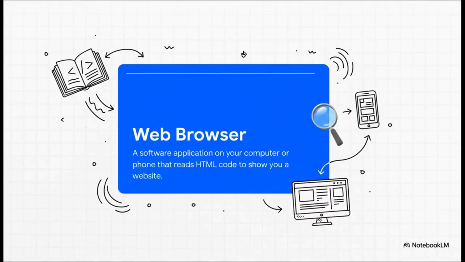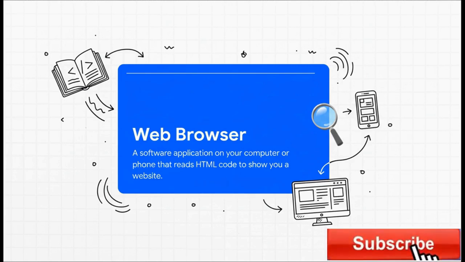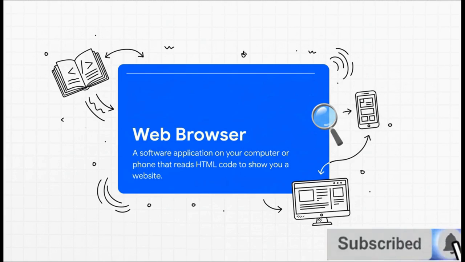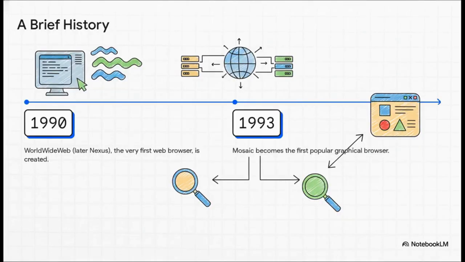So what does it do, really? Well, a web browser is just a piece of software. Its main job is to read this special computer language called HTML. Every website is written in it. The browser reads that code and turns it into the pretty, visual pages that we all see. Simple as that, really.